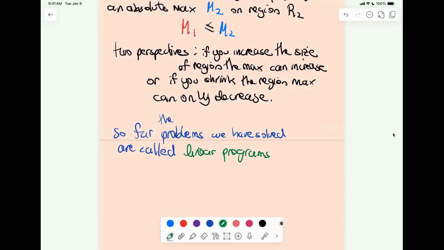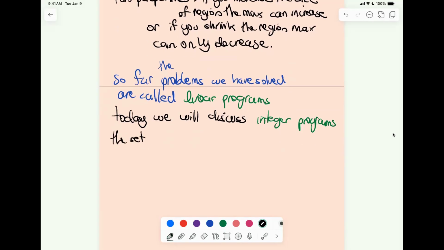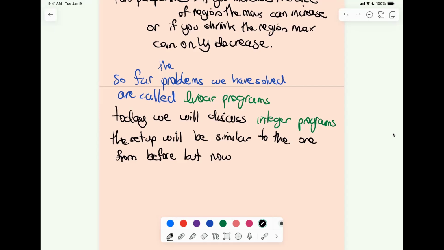Now, what I'm going to tell you about is integer programming. So today we will discuss integer programs. What does it mean to be an integer program? It is going to have the same setup as before. The main difference is that now you ask for the extra requirement that the variables take only integer values. The setup will be similar to the one before, but now the variables can only take integer values. That's what I mean.